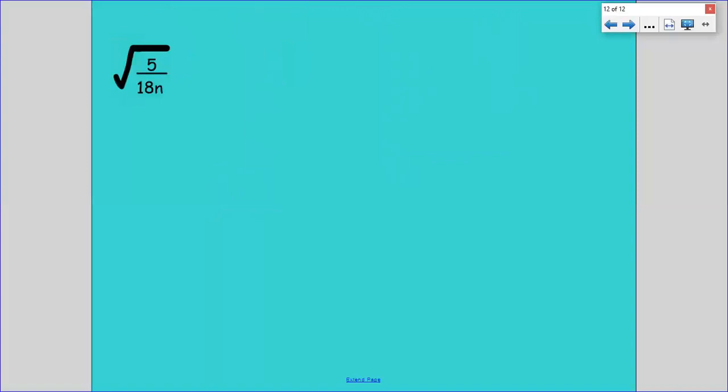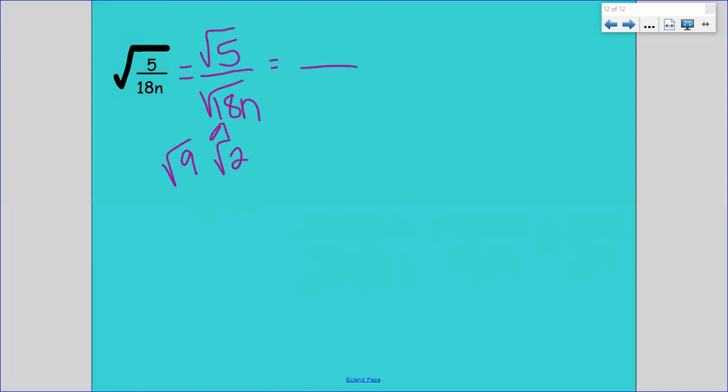Okay, the square root of 5 over 18n. Okay, this one gets fun. Let's do this one together, okay? If you want to try this, pause the video right now. Try it. See if you get what I get. Okay, so this really equals the square root of 5 over the square root of 18n. We'll start there. I can simplify this first. The square root of 9, the square root of 2. The 3 comes out. So I've got 3 and then the square root of 2n. Now the top I can't reduce at all, so that's just the square root of 5.